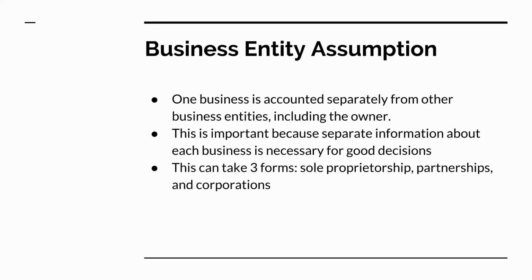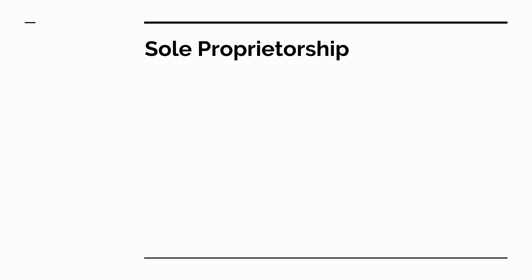A business entity can take 3 forms: sole proprietorship, partnerships, and corporations. Now, some of you are probably thinking, well, I already know all about these. They're simple. Well, I'm going to break it down for you anyways, and it's going to be really painless, I promise. First one is the sole proprietorship.